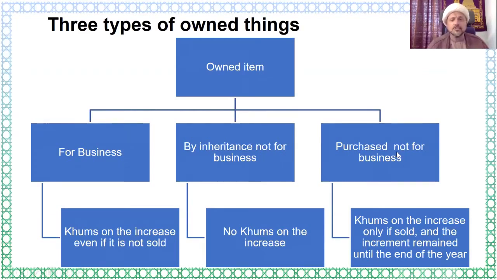Purchased item, not for business, again personal. You've got a garden, you purchased the garden for 100. Remember, that became 200. So we said, khums on the increase applies only if you sell it, and the increment remained until the end of the year. So it will be from your income of the year. Clear? Three things: business, khums on the increment even if you don't sell it. Inheritance, no khums on the increment, because it was for personal use, even if you sell it with an increment. Purchased item through compensation, not for business, khums will be due if you sell it with an increment, and that increase will count as your annual income at the end of the year. If it remains, you have to pay the khums of it.